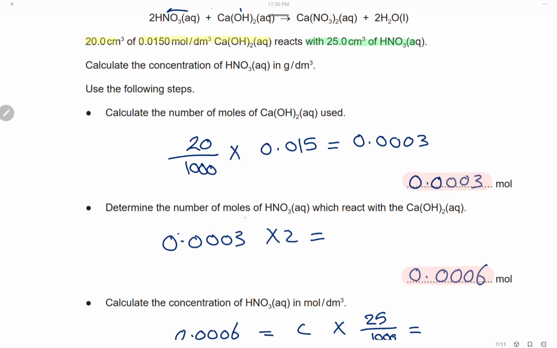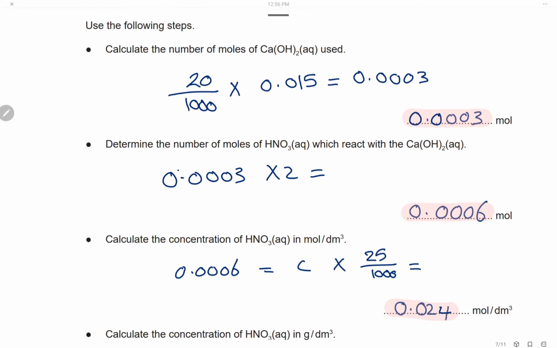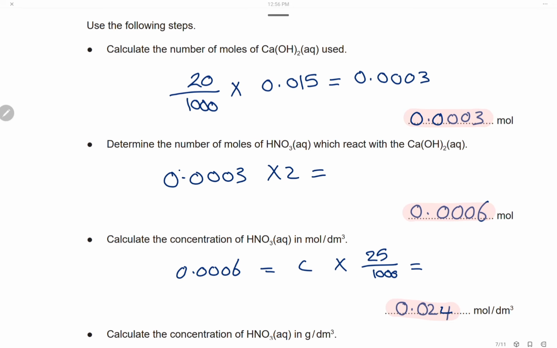Then, to know the number of moles of nitric acid which will react with calcium hydroxide, we can deduce it from the equation. The ratio between the number of moles of nitric acid to calcium hydroxide is 2 to 1. That means the number of moles of nitric acid is double the number of moles of calcium hydroxide. So we simply multiply the number of moles of calcium hydroxide by 2, and the number of moles of nitric acid would be 0.0006.